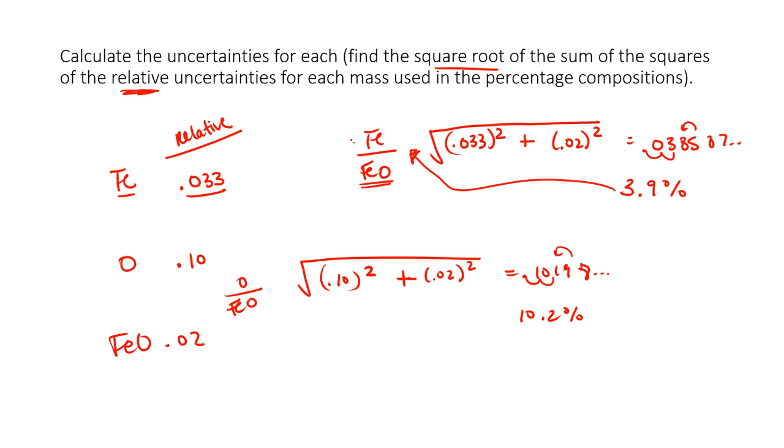So because iron and iron oxide, I measured those directly on my scale, that uncertainty is less. Because this oxygen mass came from some calculations, the uncertainty is larger, and so that percent composition uncertainty will also be larger. Hopefully, that's a help. Let me know if you still have questions.